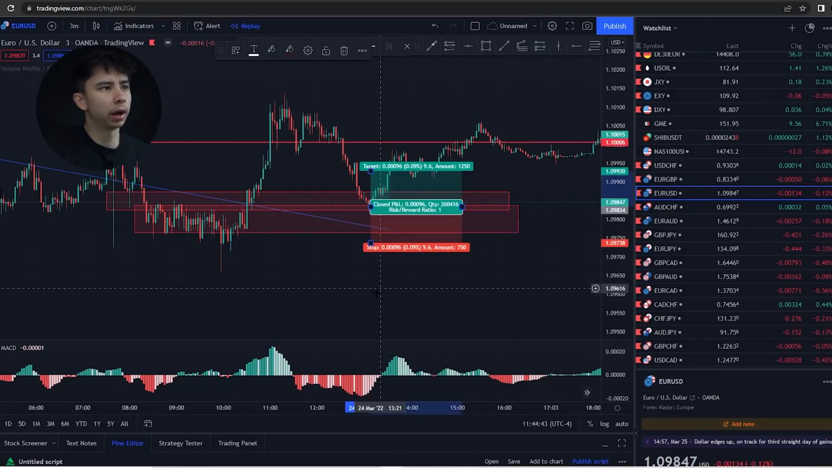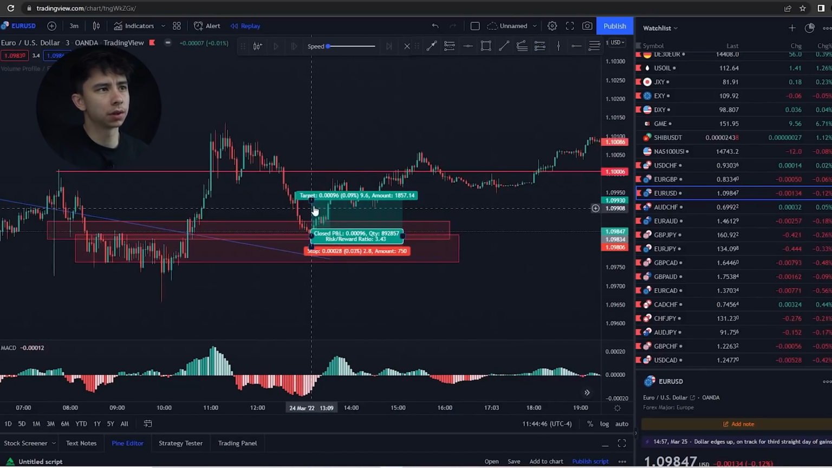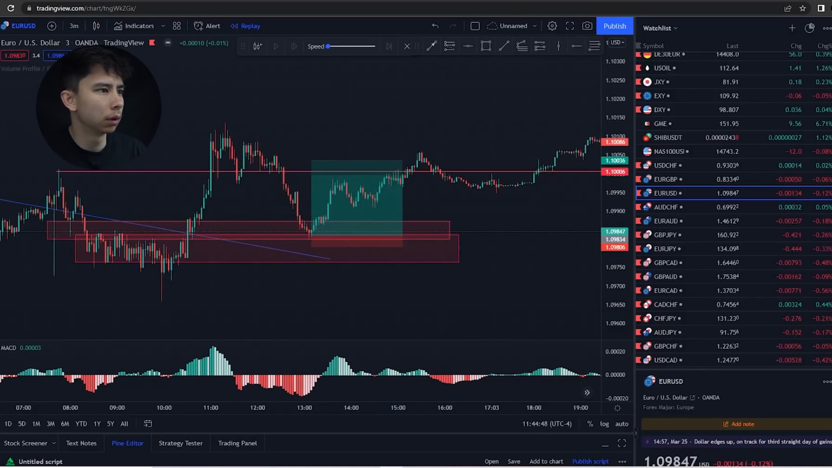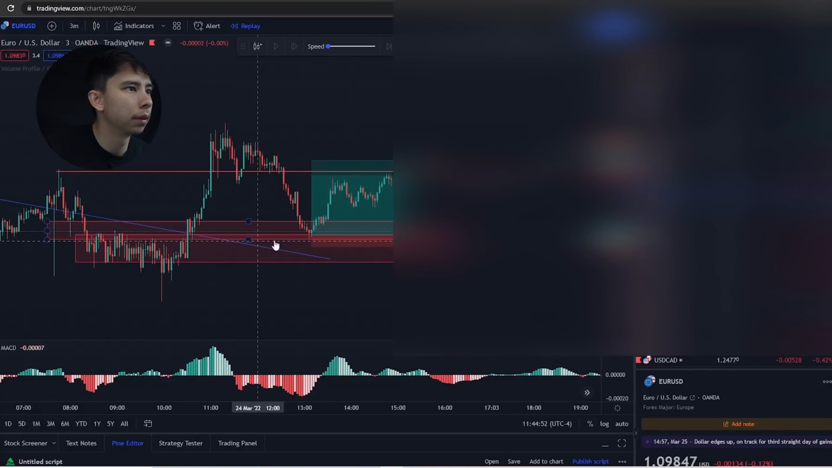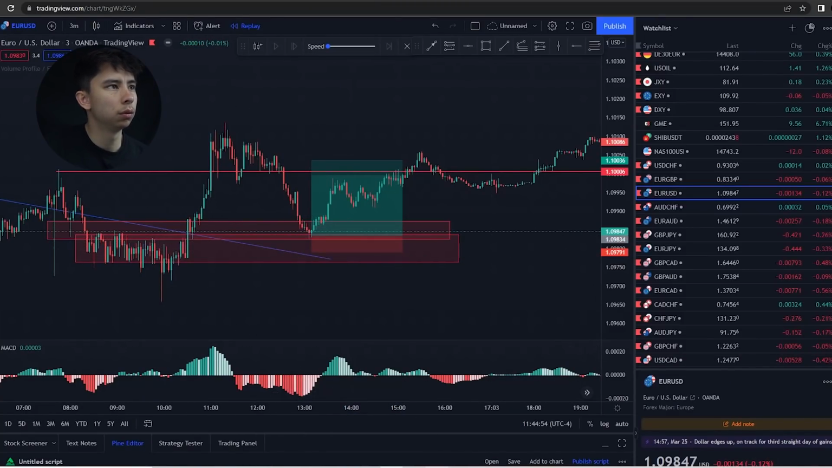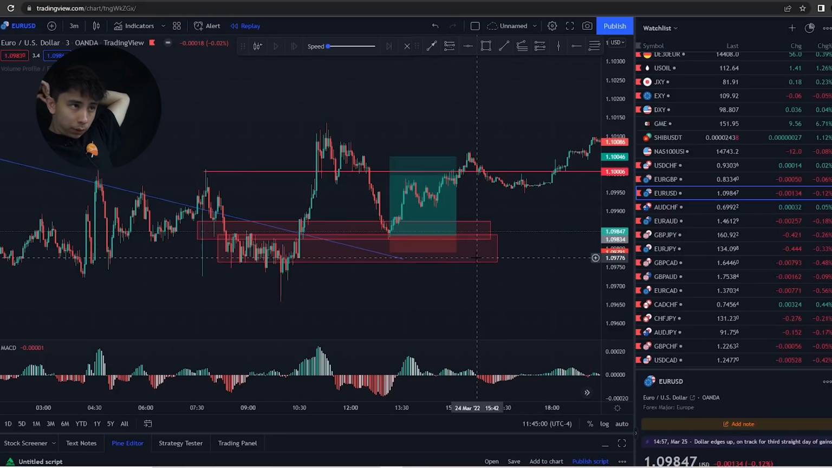And then he took a buy right there. Had a really tight stop loss. I wasn't sure exactly what it was. Looks like it was probably about that big there. Cool. And so yeah, that was a nice little sniper entry for him. This looks like a really good trade.